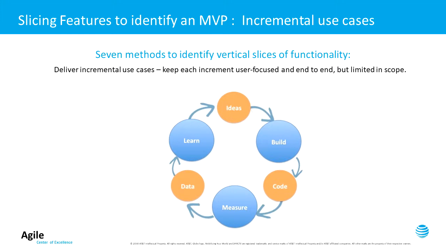Another way to minimize the scope of work or the amount of investment in an MVP is to deliver incremental use cases. And keep each deliverable increment user-focused, but limited in scope. When multiple use cases are required to deliver the capabilities, you can split each use case into its own feature. Drawing on previous slides, you start with the simplest user interactions that are required to generate the fast feedback. Think of your happy path and collecting that leading indicator type of measurables. Keep each increment user-focused and end-to-end, but limited in scope.